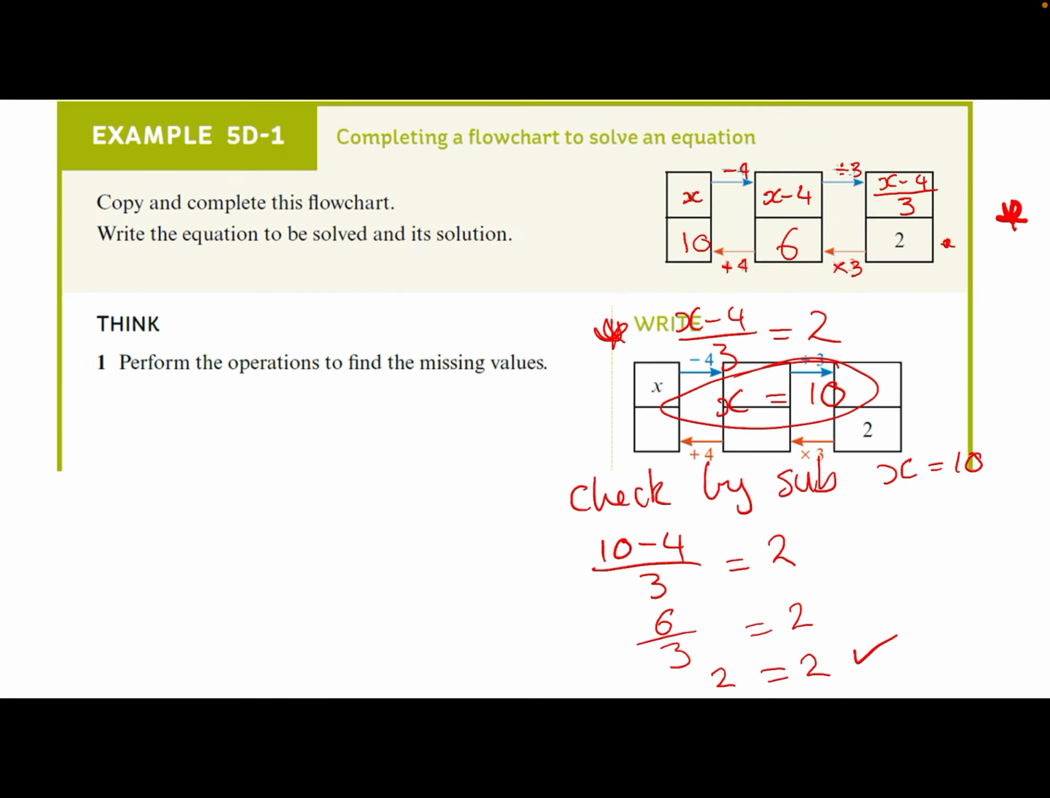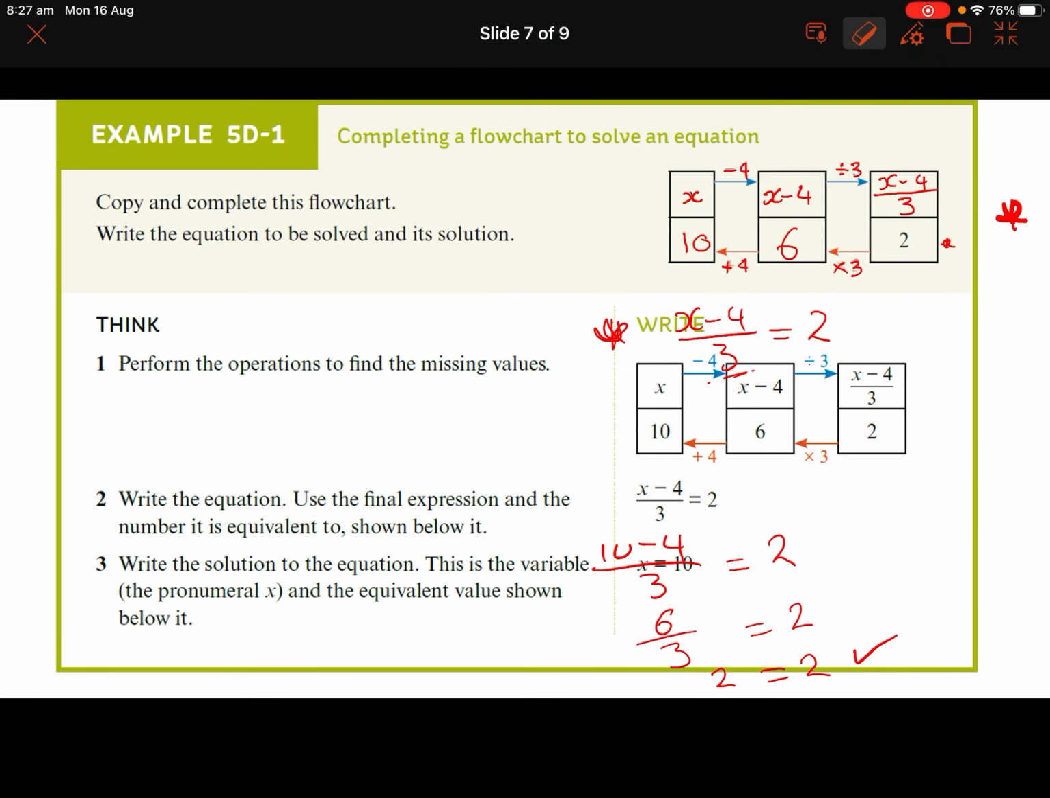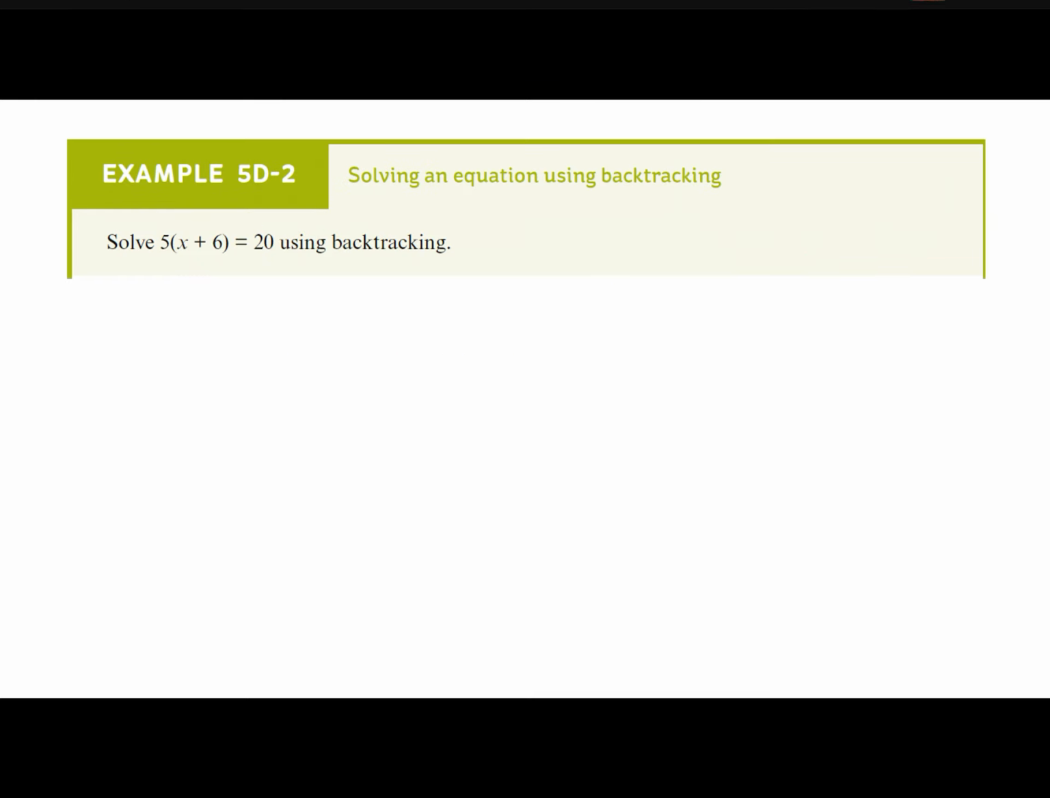If I hit next here, it'll have all of those steps that I've just done in red. And I'll just bring up my rubber. Okay, and it's got the x equals 10 there, so that's correct.